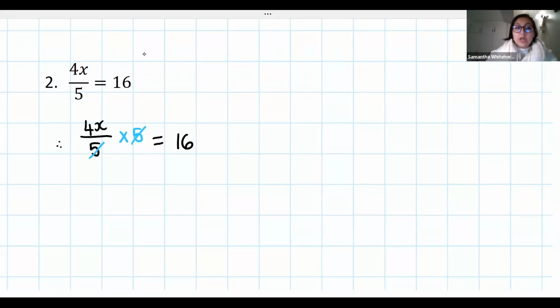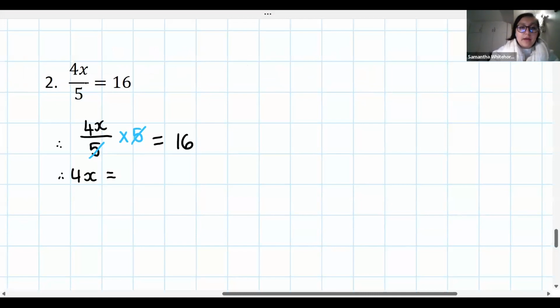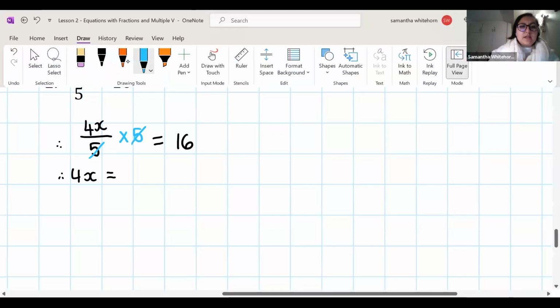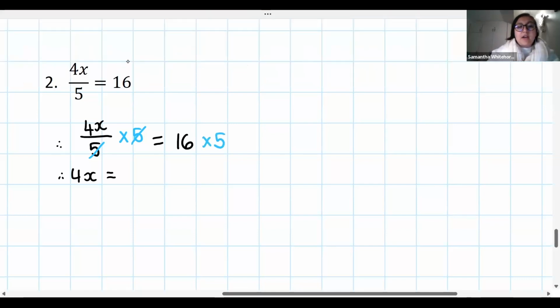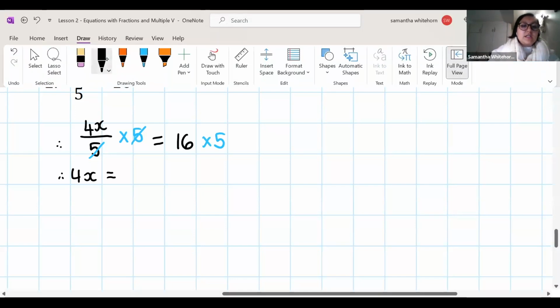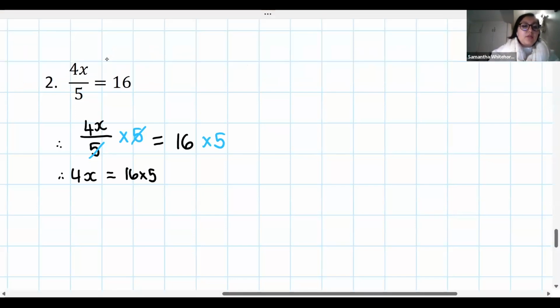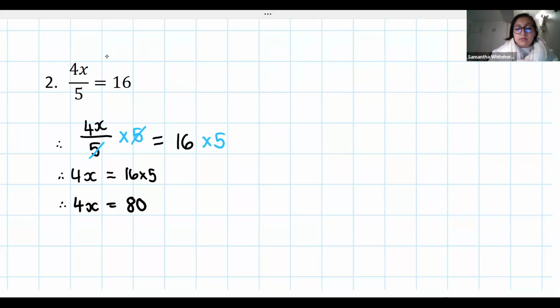That's going to get rid of the 5. It's gone. So now on the left-hand side, what I have is just the 4x. But remember, if I multiply by 5 on the left-hand side, I have to multiply by 5 on the right-hand side. You can't do it to one side and not to the other side. So now we've got 4x is equal to 16 times 5. If you can't do it in your head, that's okay. Just grab a calculator. But 16 times 5 is 80. Okay, right.